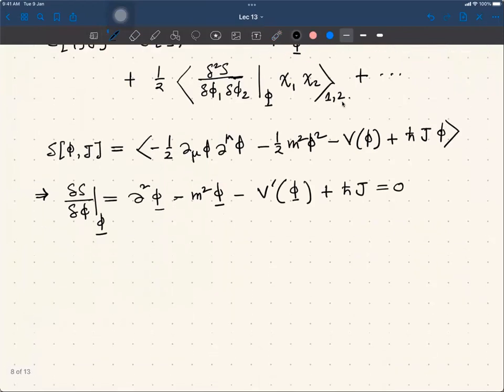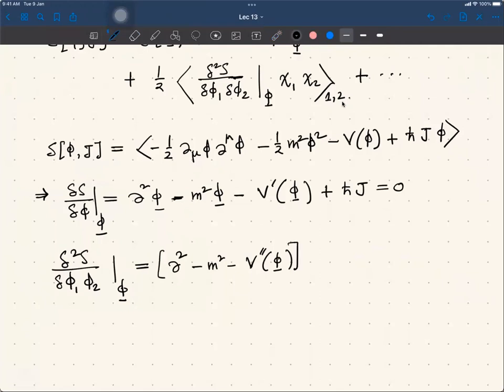For the same action, if you calculate the double derivative calculated at phi lower bar, then the kinetic part will become purely a differential operator, which is this: del squared minus m squared minus V double prime calculated at phi lower bar. This whole thing is at x1, acting on delta of x1 minus x2. So that's a differential operator.